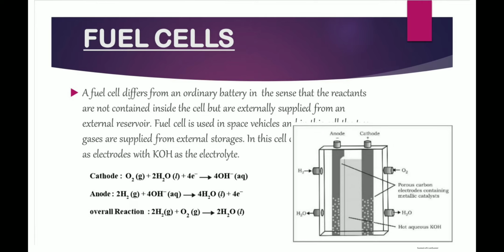Hydrogen is oxidized at the anode and oxygen is reduced at the cathode. The overall cell reaction produces water. The reactions which occur are: at the anode, 2H2(g) + 4OH⁻ gives 4H2O + 4e⁻, and at the cathode, O2(g) + 2H2O + 4e⁻ gives 4OH⁻ ions. The overall reaction is 2H2(g) + O2(g) gives 2H2O(l). The cell runs continuously as long as the reactants are supplied.